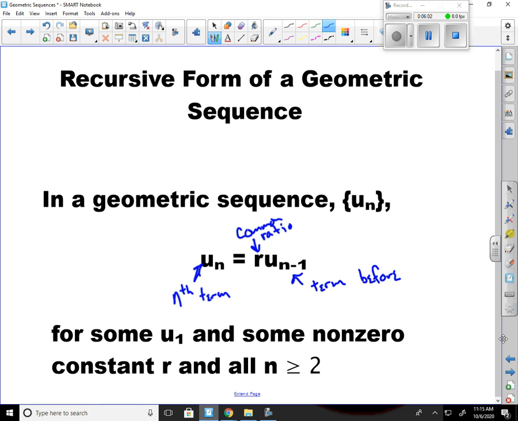Now, I graded your quizzes, and one thing I noticed was that whenever we got to finding some of the terms, a lot of you used the recursive formula to keep going out to, say, the 33rd term. You listed all the terms out to the 33rd term. That's a really difficult way to do things. Make sure that you know how to do the explicit formulas so that we don't have to do it like that.